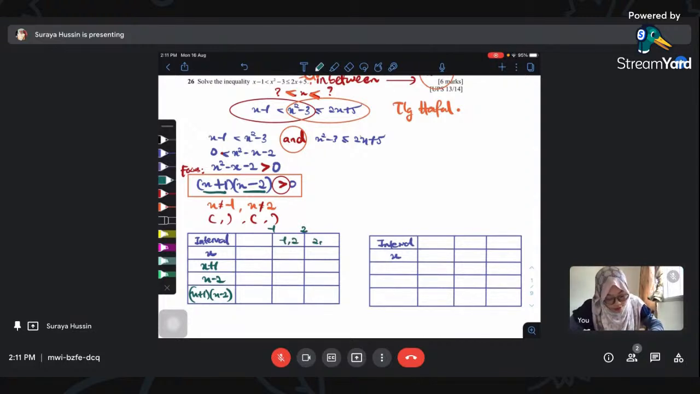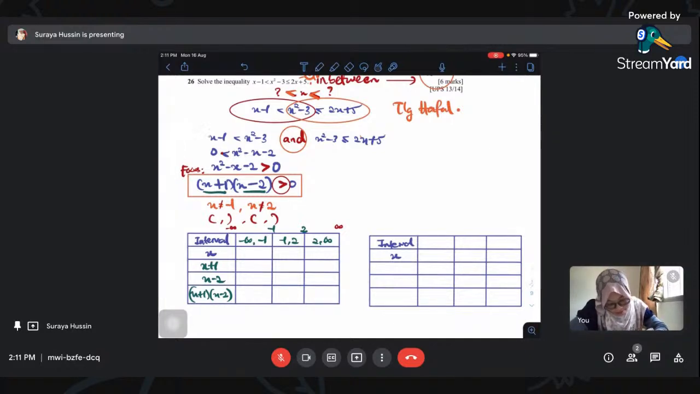I saw some of you, dia sangat bagus tau. Dia buat negative infinity belah kanan, negative infinity belah kiri. Dia tulis juga dekat belah atas table. It's quite good though. Yeah, I like it. Some of you did that.